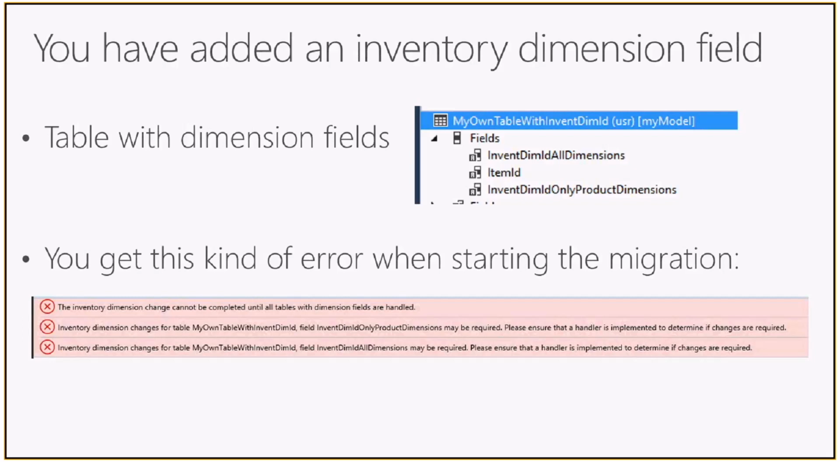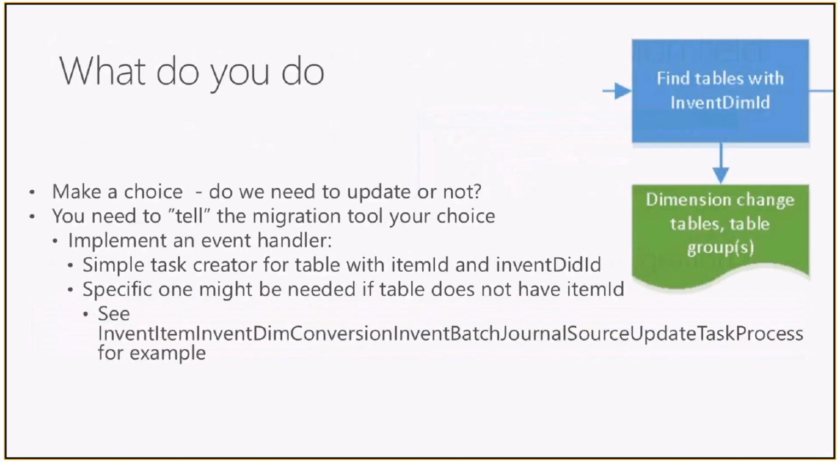If you were to start the migration without doing anything, you would get an error like the one I show below. This is basically us telling you that we do not have the right information in the system to know how to migrate these tables. So what we need to know is whether or not the data in this table actually needs to be updated. If you have data in the table where you don't need any conversion to happen, the answer is, of course, no, nothing needs to happen. If you have data in the table where something needs to happen, the answer is yes, something needs to happen.